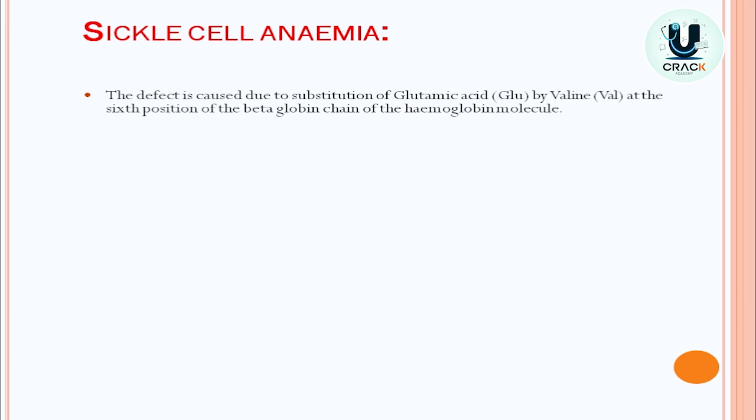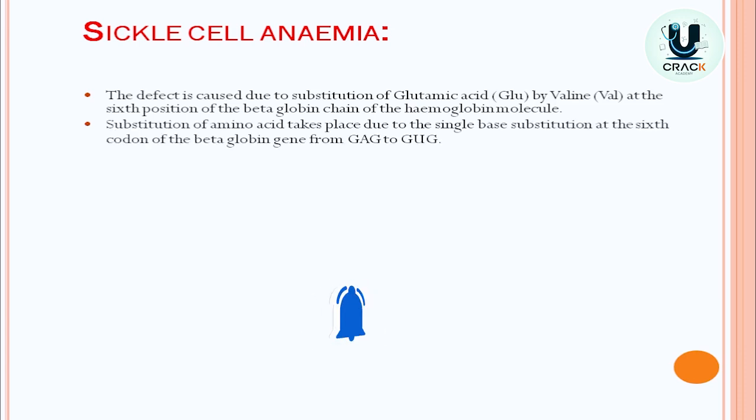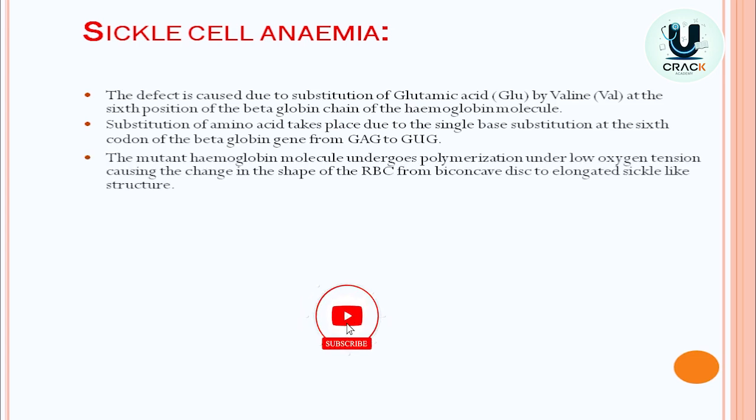Sickle cell anemia. Glutamic acid is replaced by valine at the sixth position of the beta globin chain of the hemoglobin molecule. Substitution of the amino acid takes place, like GAG and GUG.